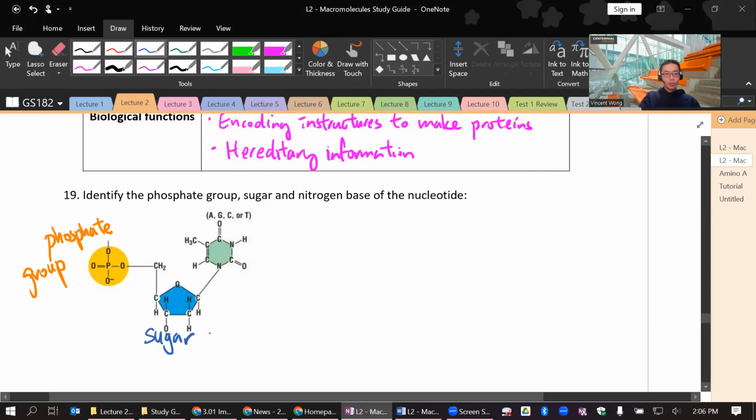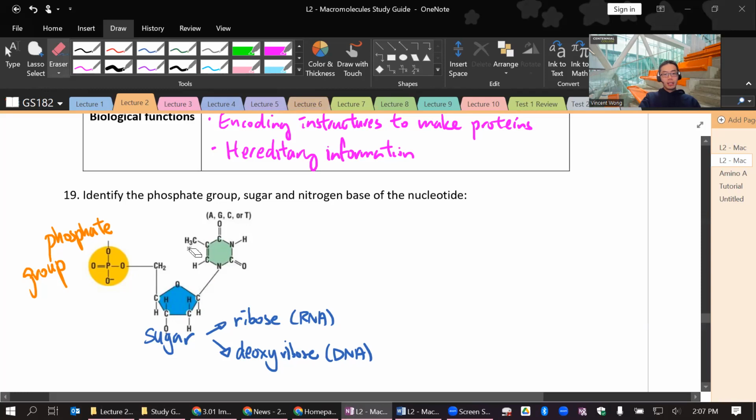Now, this sugar might be ribose for RNA, or it might be deoxyribose for DNA. Okay, after all, that's what the D stands for in DNA. It's the deoxyribose nucleic acid, whereas R is the ribose nucleic acid. Okay, it's the same sugar, but it's missing an O for DNA, and it has an extra O in RNA.